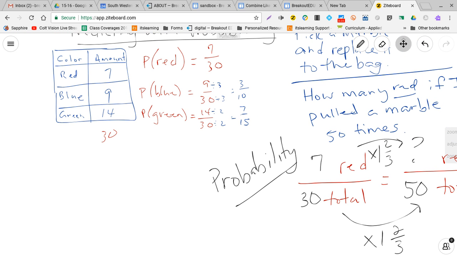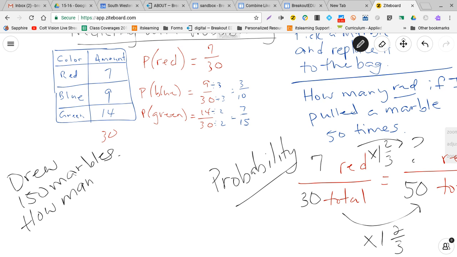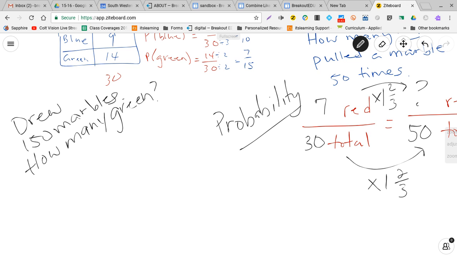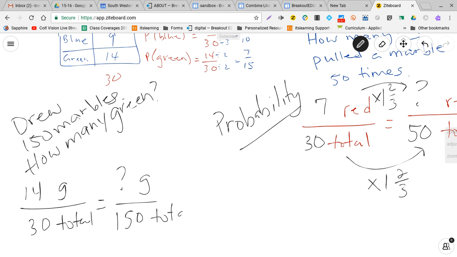Let's say that I drew 150 marbles. How many would be green? See if you can solve this before I go ahead and explain it to you. Okay, so again, we want to set up a proportion. On the left side, we know there's 14 greens out of 30 total in our bag. We want to know how many greens would we draw if we drew 150 total.